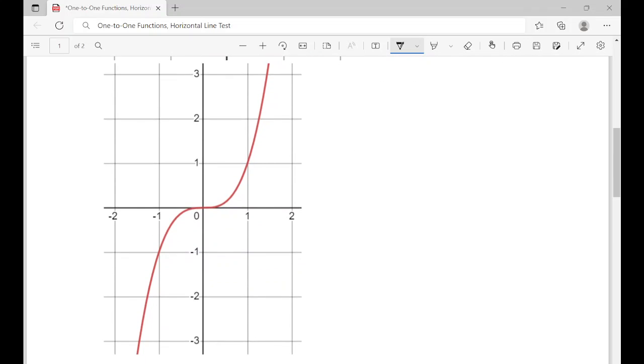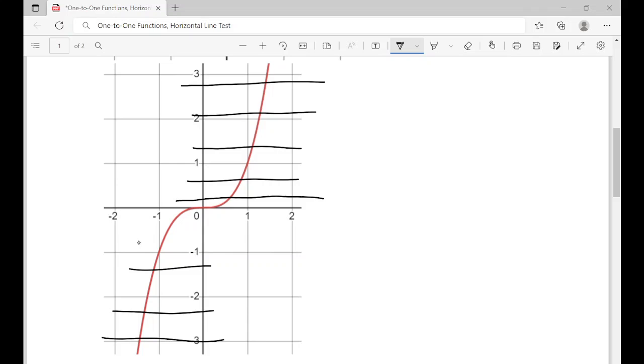Now we have this function here. See it going up, and we're going to use our horizontal line test to tell if it is one-to-one. So once, once, once, once, once.